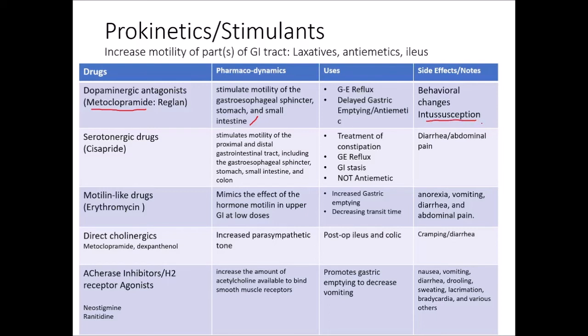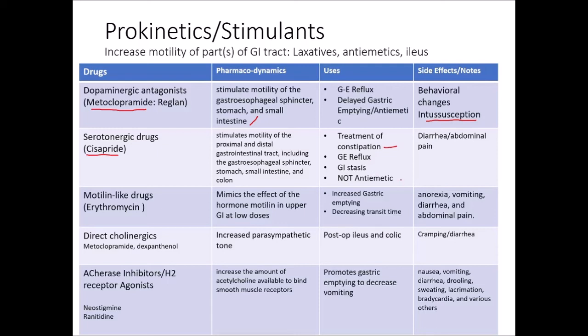Motilin drugs, this is like erythromycin, which is actually an antibiotic. It mimics the effect of the hormone motilin in the upper GI at low doses. It increases gastric emptying and decreases the transit time, so it makes things move through the intestines faster, which we can see with anorexia, vomiting, diarrhea, and abdominal pain.